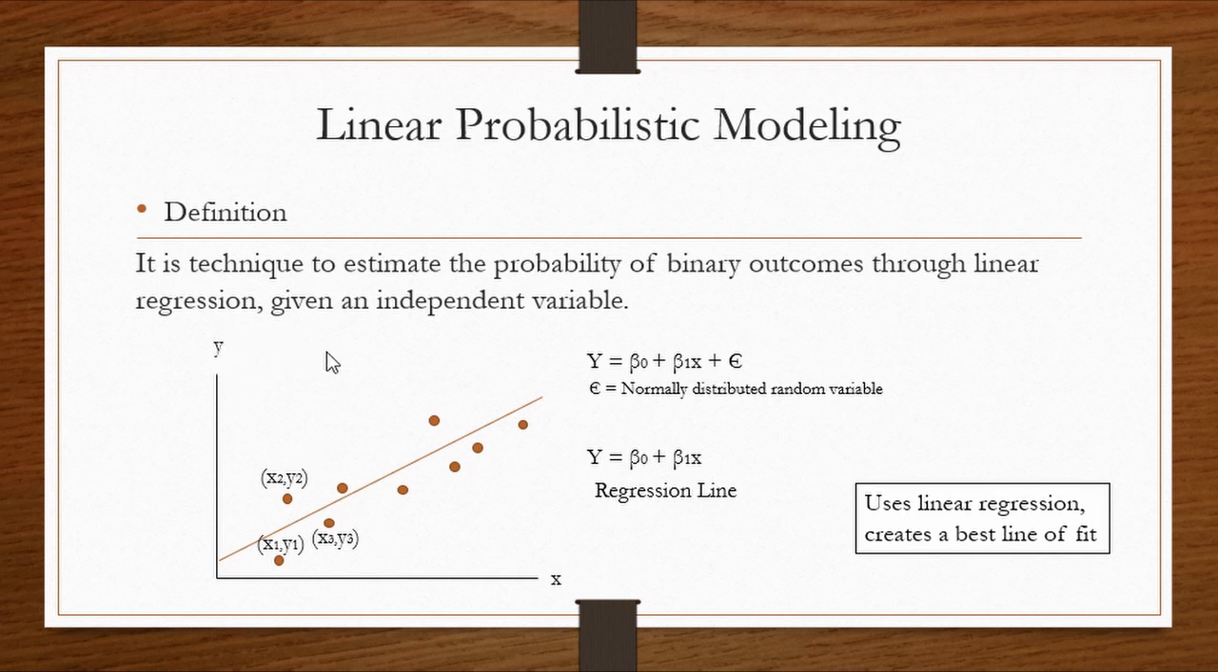The regression line is created by the equation y equals b naught plus b1 x plus epsilon, where b1 would be the slope of the line of best fit and epsilon would be the random error. It can fall above or below the line, meaning that this model also accounts for error.